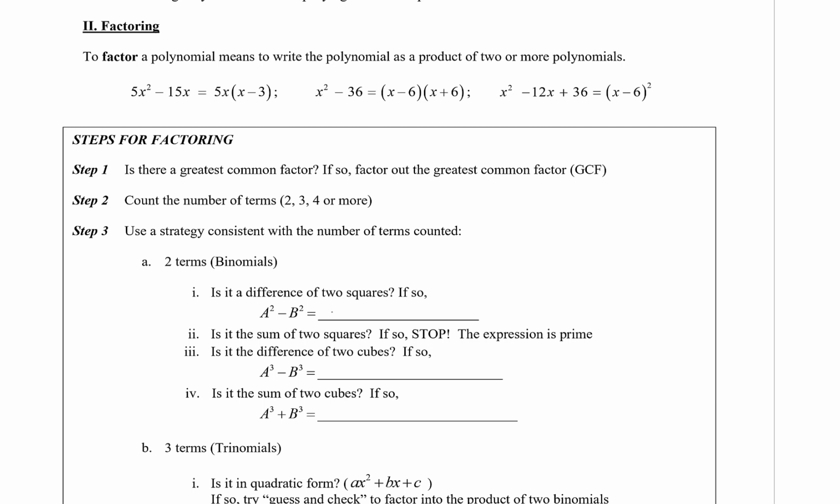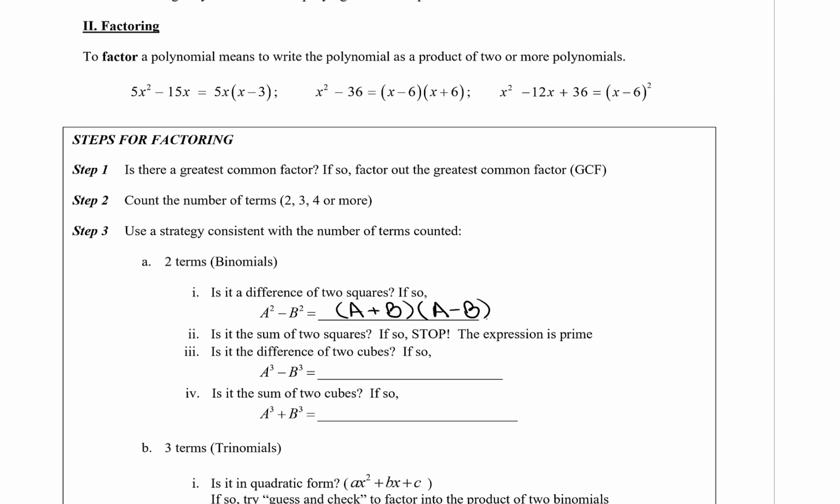A. If you have 2 terms, in other words, binomials. 1. Is it a difference of 2 perfect squares? If so, it's going to turn into a squared minus b squared, which is equal to the 2 binomials being multiplied together, a plus b times a minus b. 2. Is it the sum of 2 squares? If so, stop, because then this expression is prime.